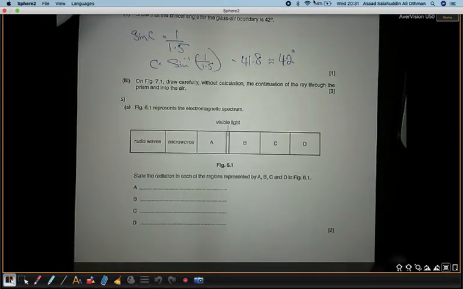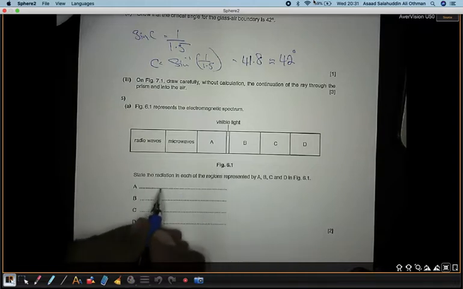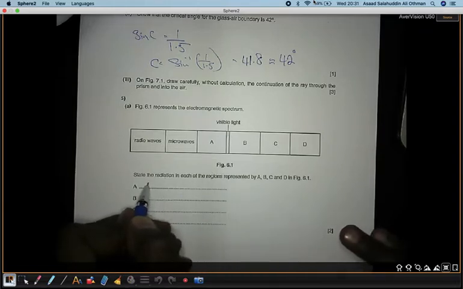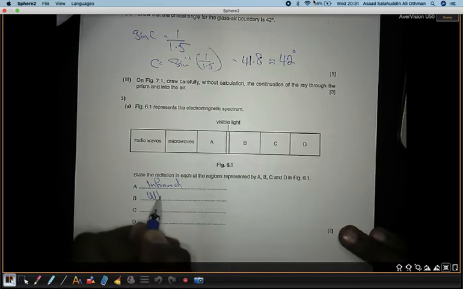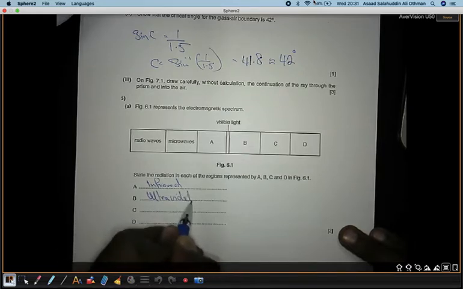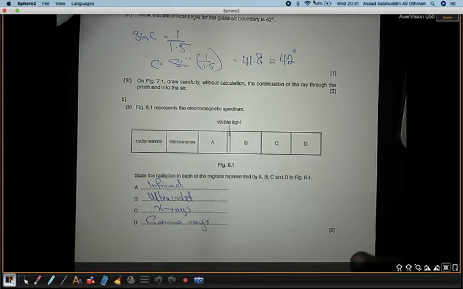Question number 5 says A, B, C, D. So A is infrared. B is ultraviolet. C is X-rays. D is gamma rays.